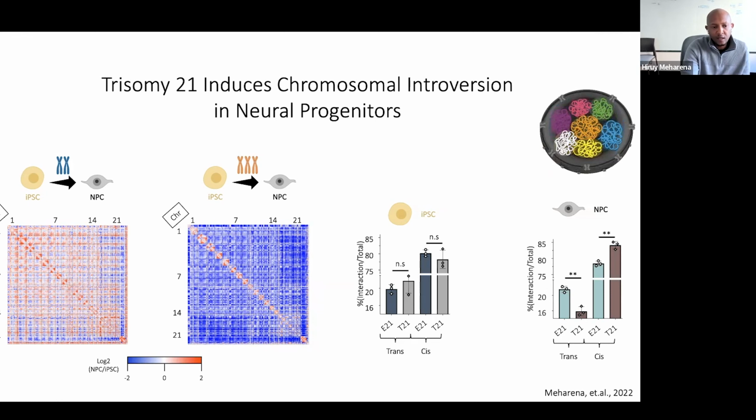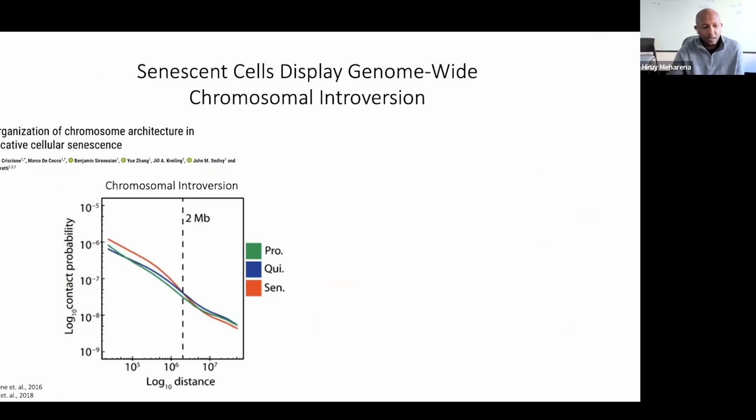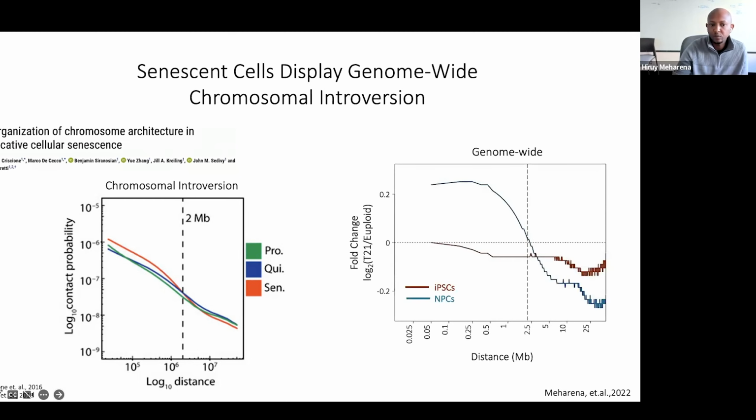So we were interested to see if any other studies have observed a phenomenon similar to this. And interestingly, what we found is that in 2016 and 2018, a few studies came out looking at senescent cells. And I'll explain what senescent cells are, but what they observed is that there are these shorter range interactions, less than 2 megabases in range, in senescent cells that aren't altered in proliferative or quiescent cells. Quiescent cells are cells that have exited the cell cycle. And this is very similar to what we observe in neuroprogenitor cells, where there's a significant increase in these shorter range interactions and a decrease in these longer range interactions. So are these cells becoming senescent?